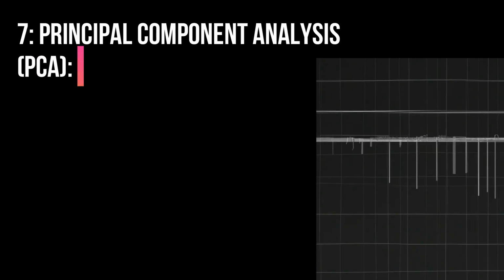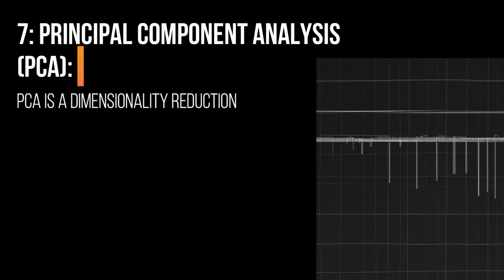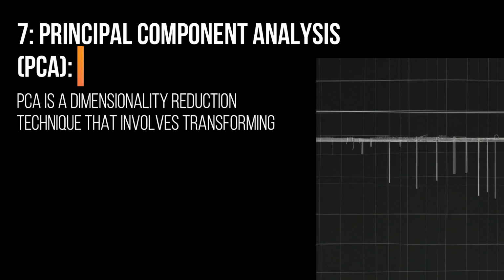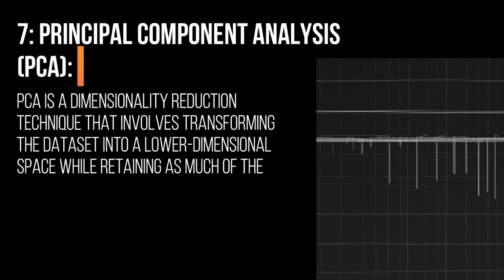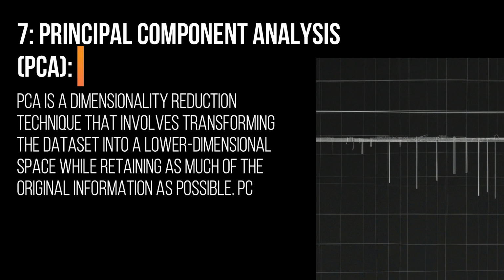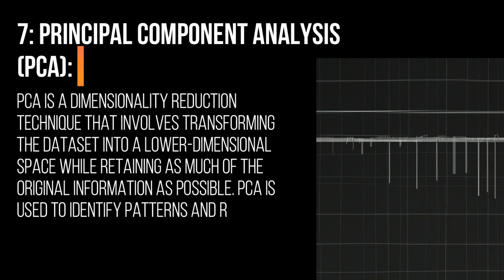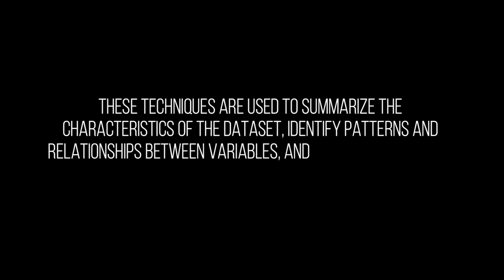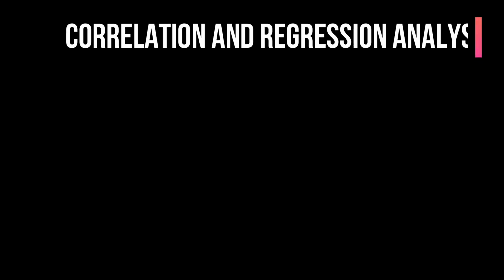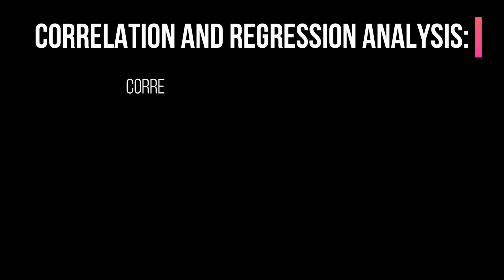7. Principal component analysis, PCA, is a dimensionality reduction technique that involves transforming the dataset into a lower dimensional space while retaining as much of the original information as possible. PCA is used to identify patterns and relationships between variables. These techniques are used to summarize the characteristics of the dataset, identify patterns and relationships between variables, and gain insights into the data.